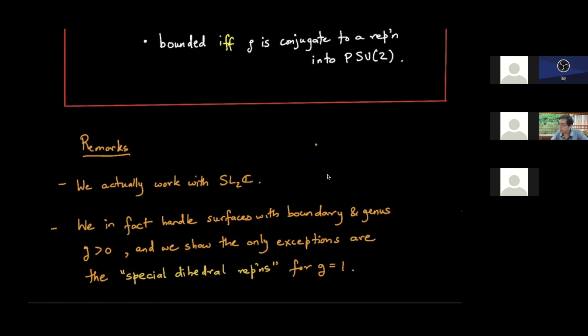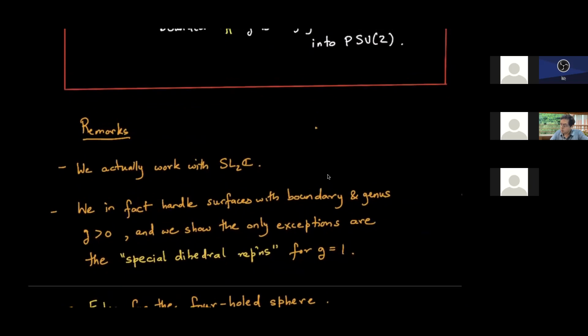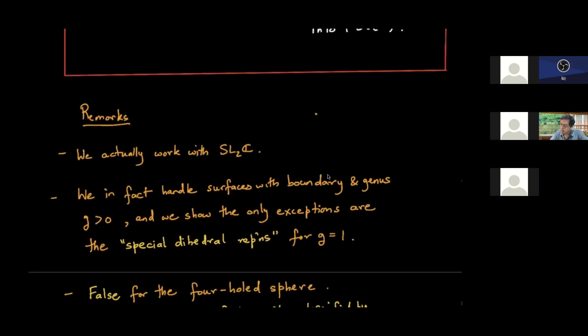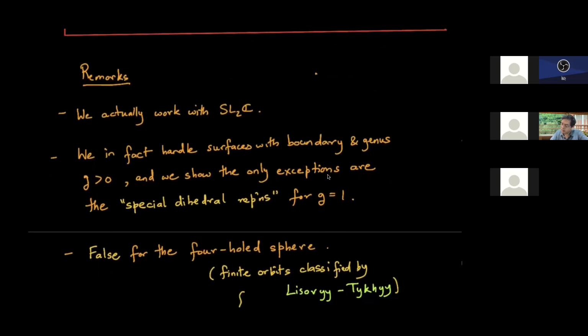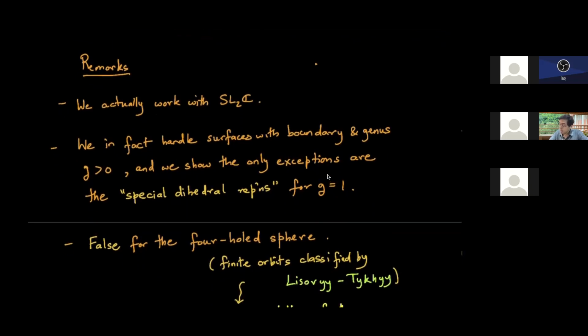There is a counterexample for genus 1, but we show that that's the only exception. In genus 1, you have something called special dihedral representations, which have infinite image but finite mapping class group orbits. Notice that I mentioned positive genus. It turns out it's false for genus 0. In fact, I think the full classification of finite orbits is not known for punctured spheres, or n-hole spheres in general, except for the 4-hole sphere, where the finite orbits were classified in this paper.